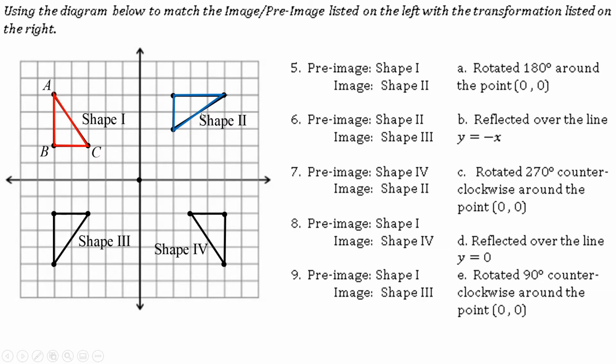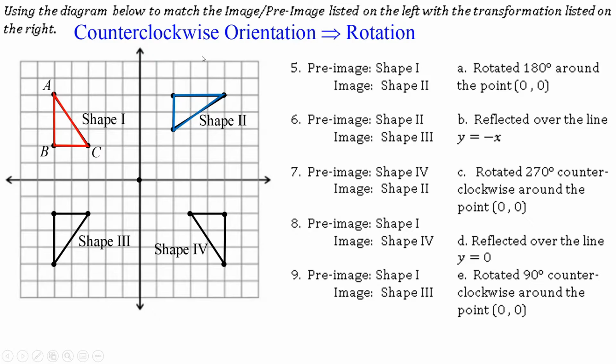So if we have a counterclockwise orientation in both our pre-image and our image, then we must have a rotation. So counterclockwise orientation in both figures implies the transformation must be a rotation. So I know it's a rotation now, and I see there are 3 rotations over here in my transformations, okay? And each of them has a center of rotation of the point 0, 0.